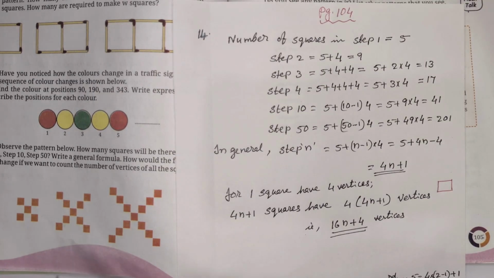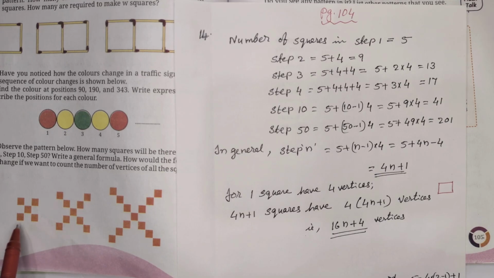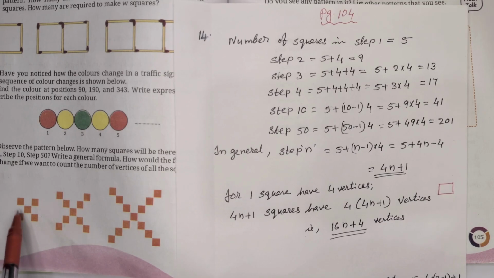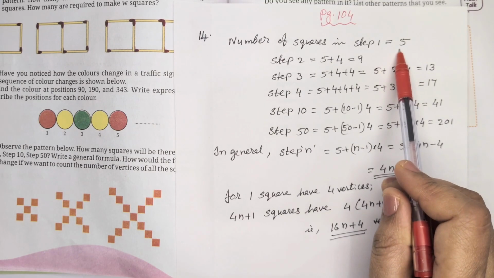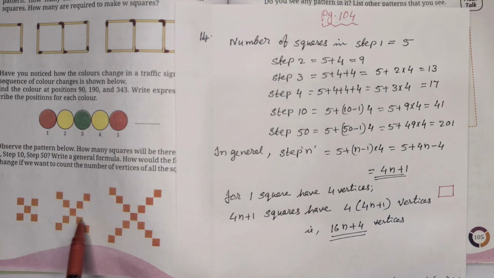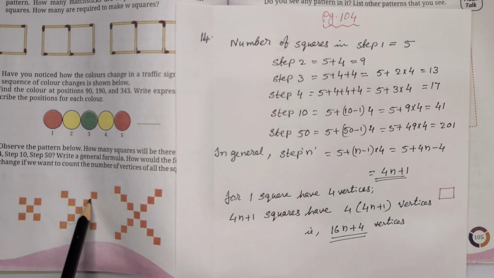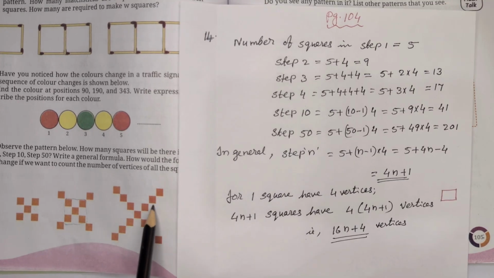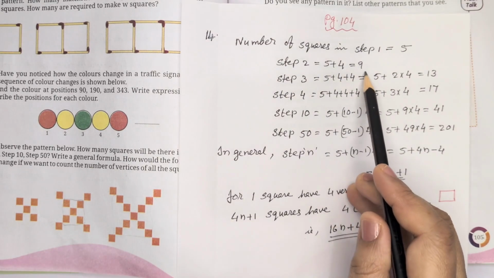Question number 14. Observe the pattern below and how many squares will there be in step 4, 10, 50. Here we can see in step 1, number of squares, 1, 2, 3, 4, 5 squares are there in first step itself. So we can write number of squares in step 1 is equal to 5. Step 2 means that square added by 4 each corner. This much is there already. And we are adding 1, 2, 3, 4. Again here we are adding 1, 2, 3, 4. So everywhere adding 4 with that.